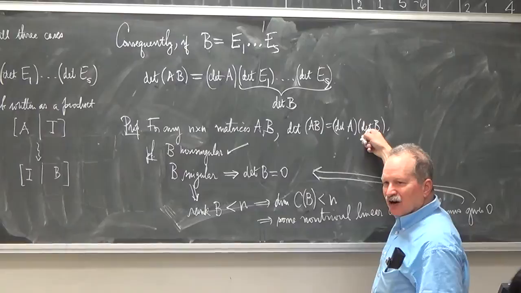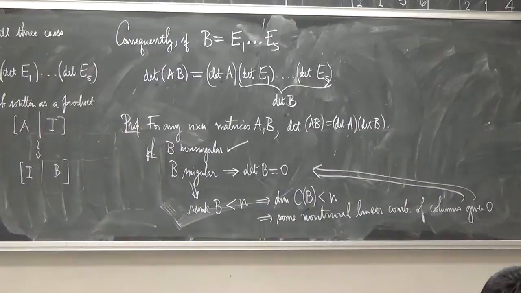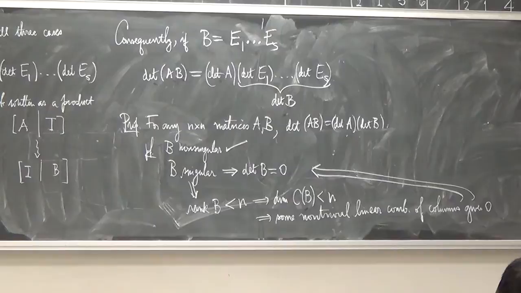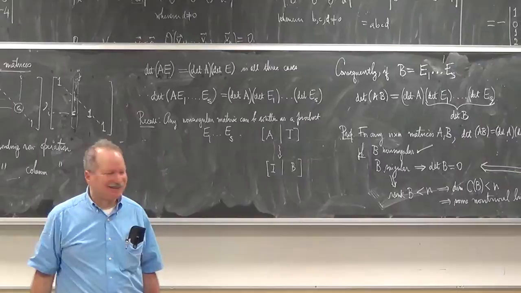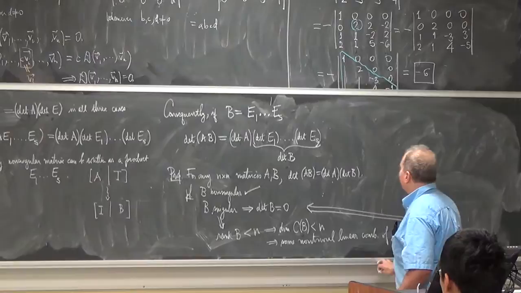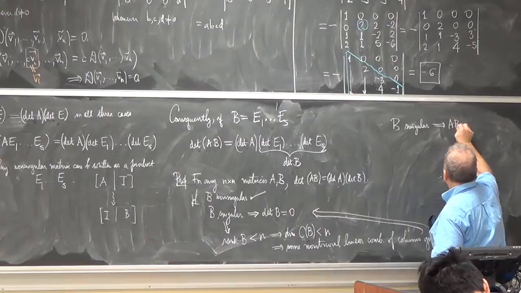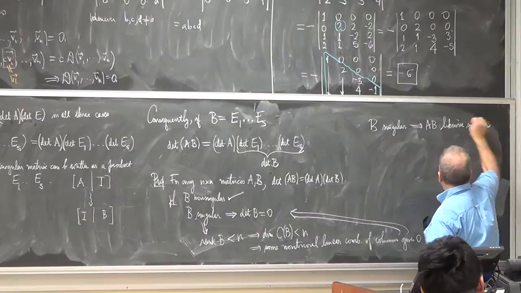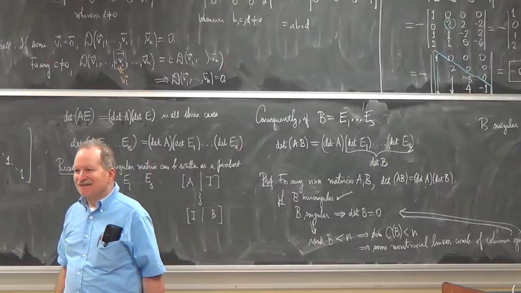But why does this formula hold? So B singular implies AB likewise singular, regardless of what A is. Give me a one-line proof of that from last semester. BX equals zero has a non-trivial solution, so ABX equals zero.